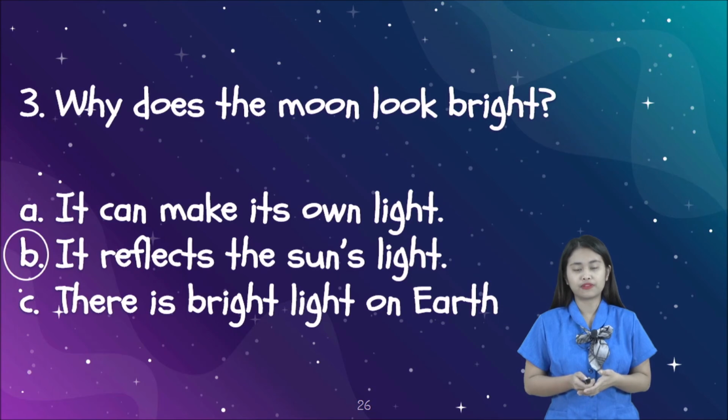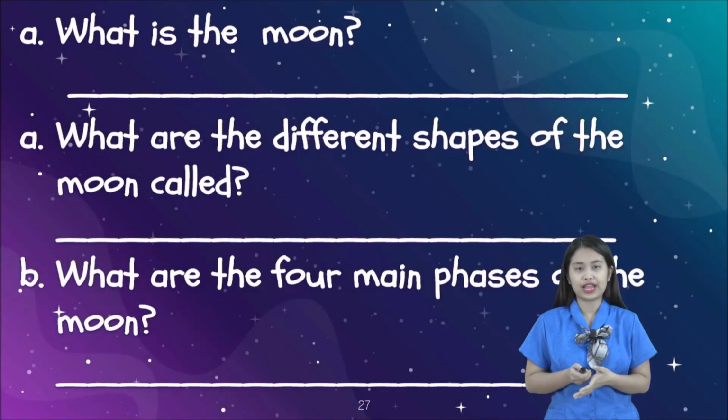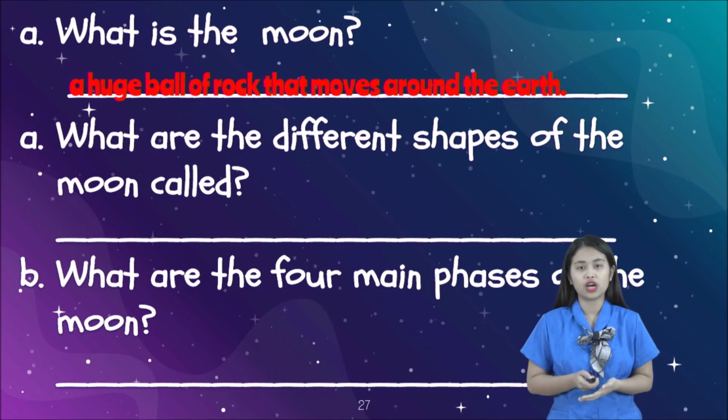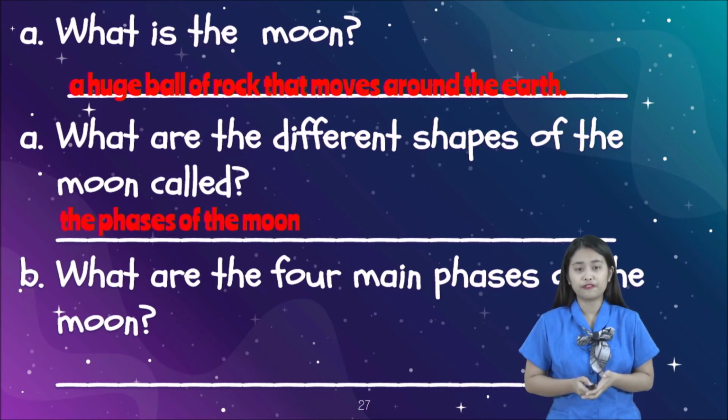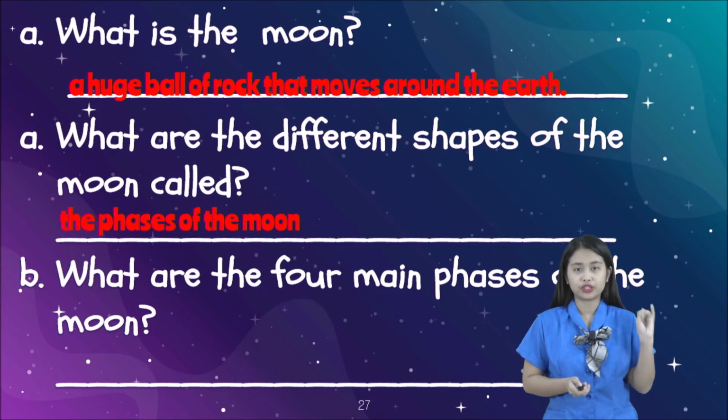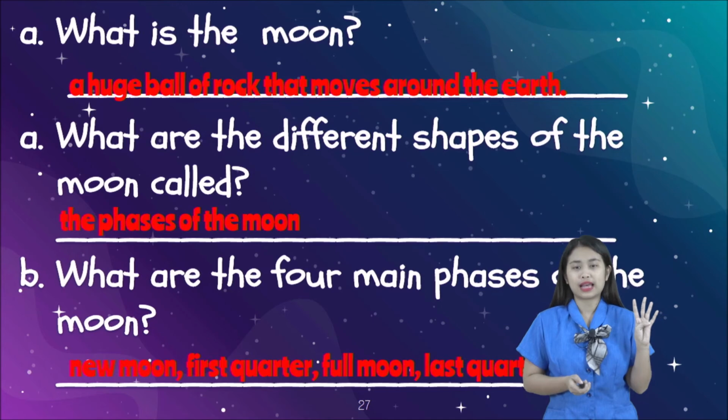And number 4, letter A, what is the moon? So it is a huge ball of rock that moves around the Earth. Next, letter B, what are the different shapes of the moon called? These are called the phases of the moon. And last one, letter C, what are the 4 main phases of the moon? We have the new moon, the first quarter, the full moon, and the last quarter.